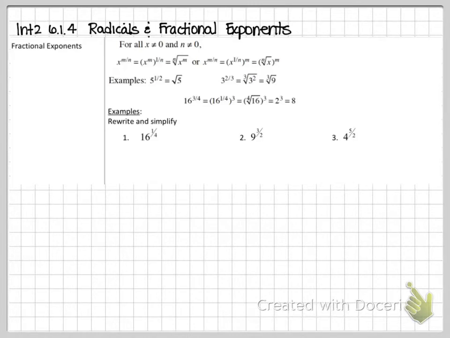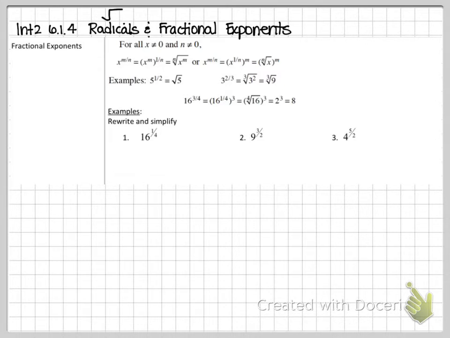Okay, these notes are for Integrated 2, Section 6.1.4. We can do a little bit of review, hopefully, from previous math classes. If not, we are going to go through this thoroughly as well. So if you take a look at this, we're going to be talking about radicals. Well, radicals is just another name for roots. So whenever you hear a radical, we're actually talking about a root.